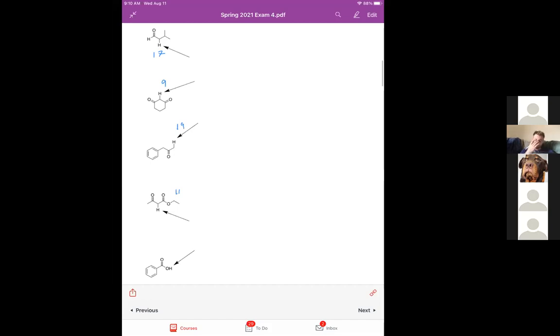And then this is benzoic acid, which is actually pretty low, has a pKa of around 1. The other one has acid in the name of it, so that's probably a pretty good sign that it's your most acidic. So putting them in order from smallest to biggest, our most acidic would be this benzoic acid, followed by 9, 11, 17, and 19 here.